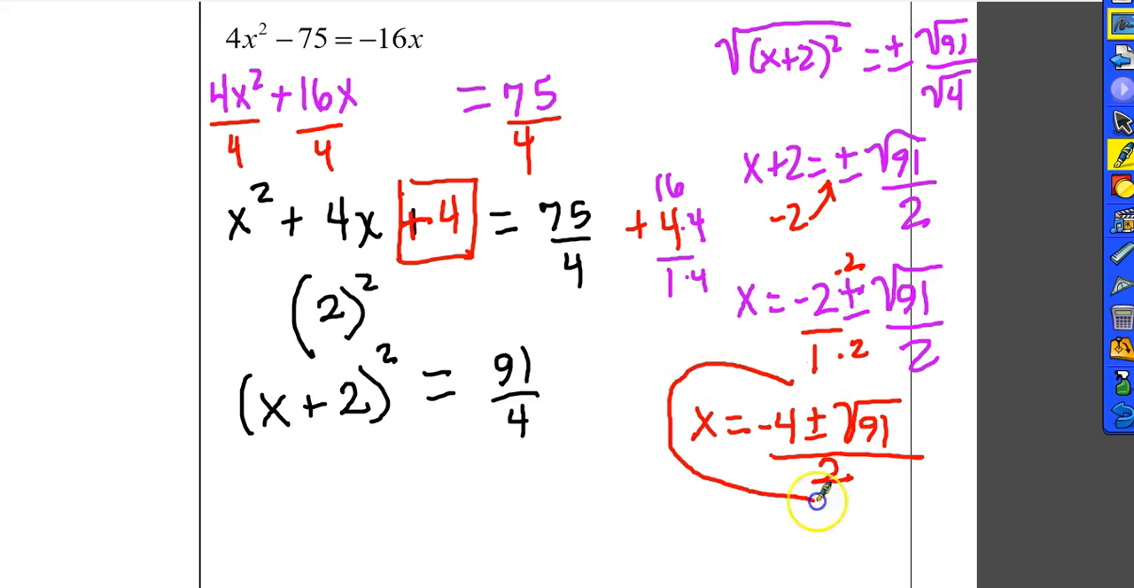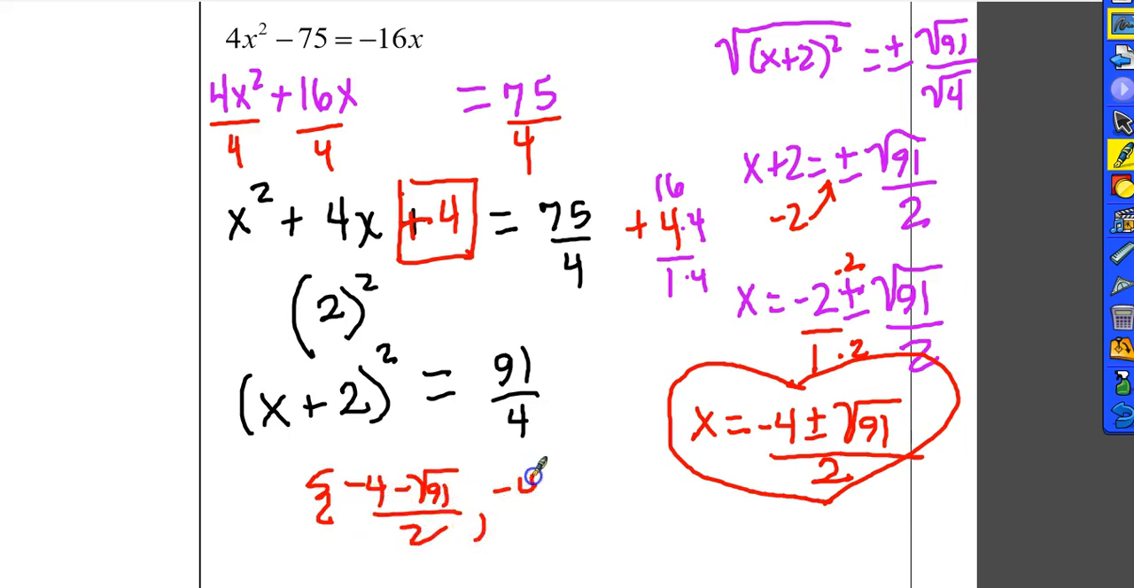And this, I'm going to put a heart around it. We love it when we get the answer right. It is the final answer. And you know I want you to write it in solution set. So I'm going to do that for video purposes. Negative 4 minus the square root of 91 over 2, and negative 4 plus the square root of 91 over 2.